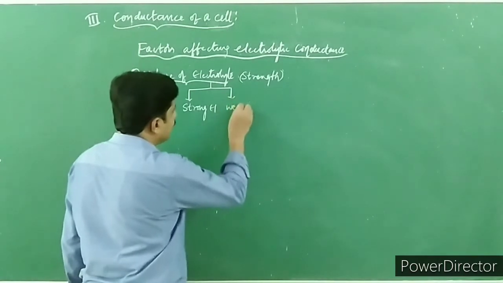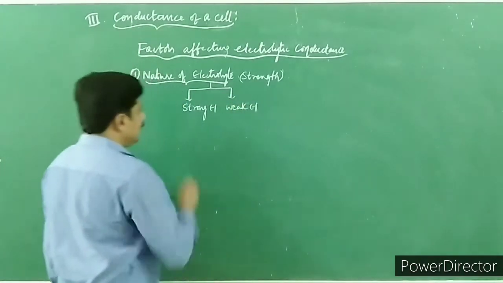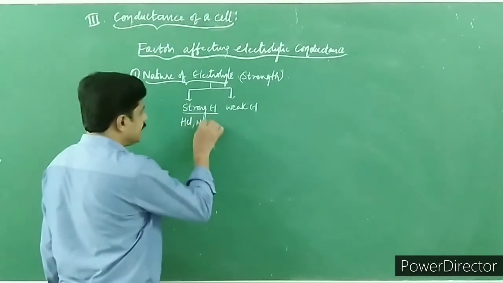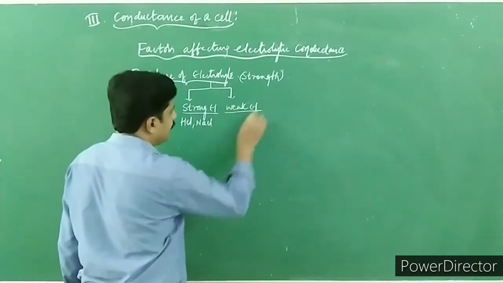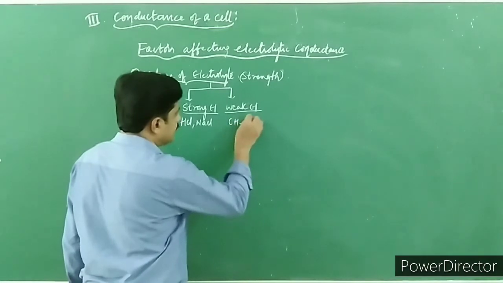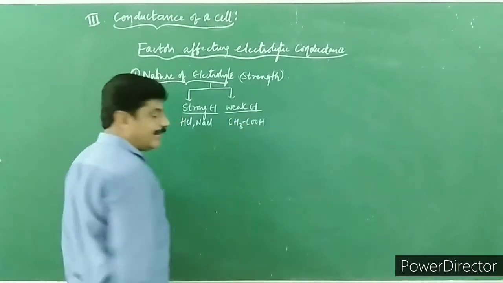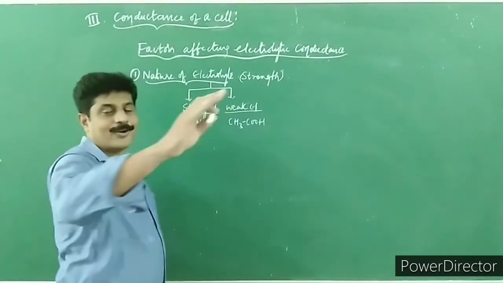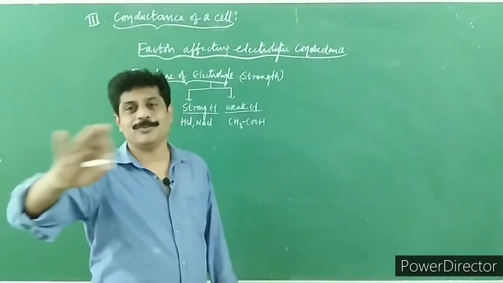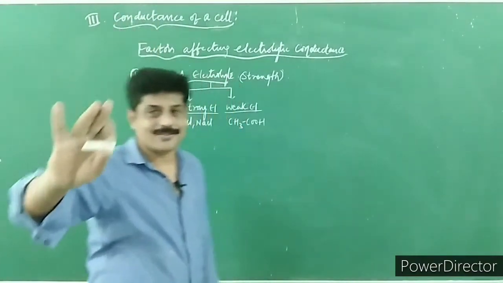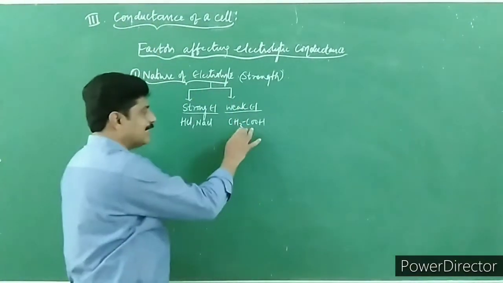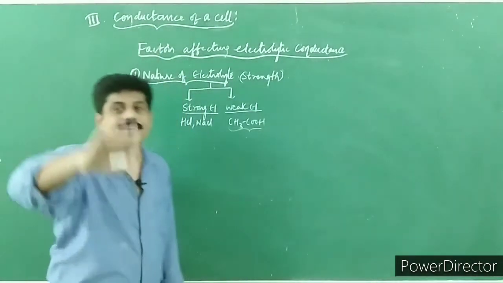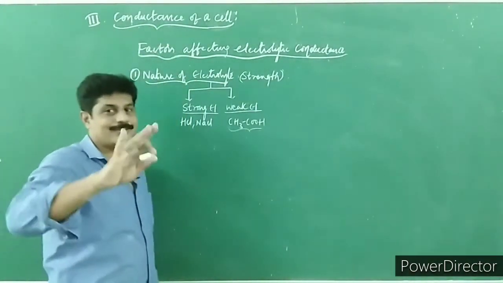Other one, weak electrolyte. Let me quote some examples for the strong electrolyte. We have HCl, NaCl, etc. Whereas for weak electrolyte, let me quote acetic acid or ethanoic acid. Children, strong electrolytes undergo complete dissociation to produce a large number of ions in solution, whereas weak electrolytes undergo incomplete dissociation to produce fewer ions in the solution.